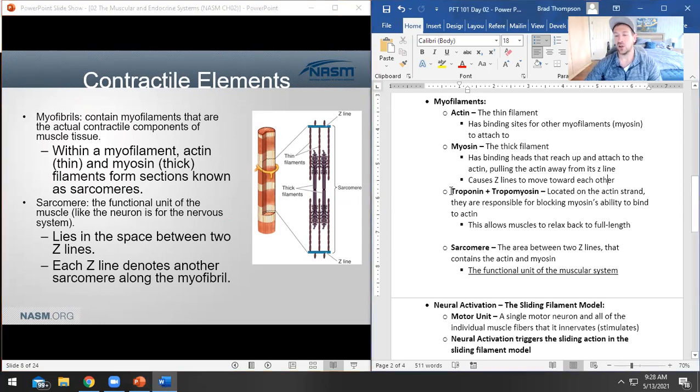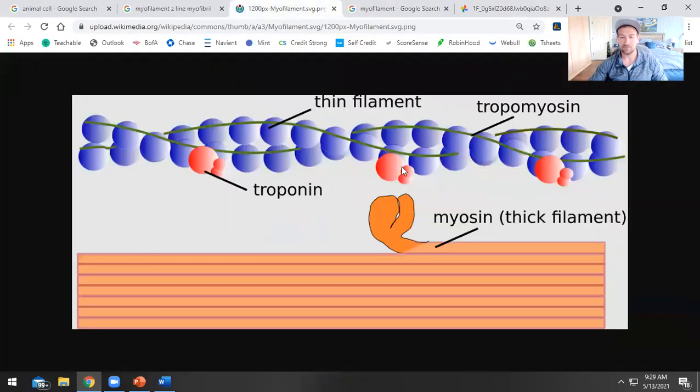Those proteins are called troponin and tropomyosin. They live on the actin strand, and they're responsible for blocking myosin's ability to grab actin. It's a little bit of an inappropriate analogy, but if you think of actin and myosin as horny teenagers, troponin and tropomyosin are the chaperones that are like, hey, 6 inches, pushing them apart, making sure that you are able to relax your muscle back to its normal length. And we can actually see that right here.